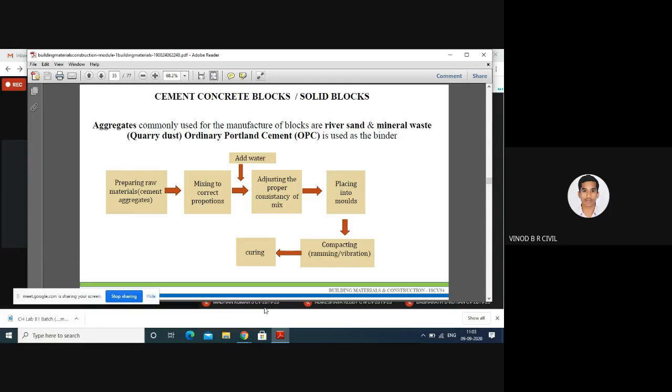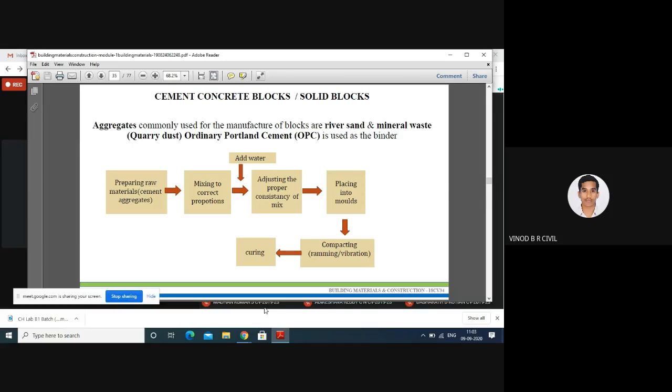Sometimes improper mixing also affects the strength of the concrete block. With improper mixing of cement and fine aggregate, we can't expect good strength. With improper mixing of water and cement also, we can't expect good strength. Okay, the mix proportion should be good. And place it into the mold.